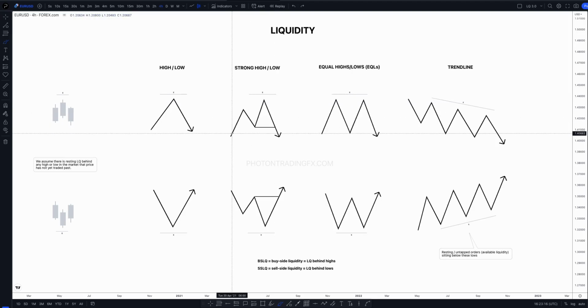I'll touch on it now, like where if you just have a high like this, okay, maybe it's a weak high, it didn't break any structure, there might be some liquidity behind it. Whereas if you have a high that actually achieves something significant, we can assume there may be a lot more liquidity behind that high because a much more significant thing has now happened in the market, okay?